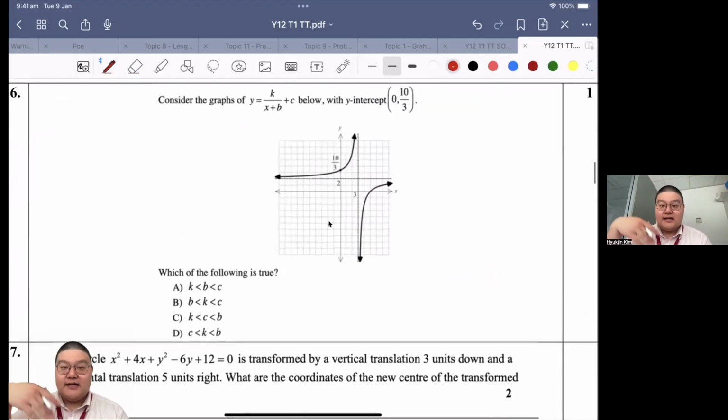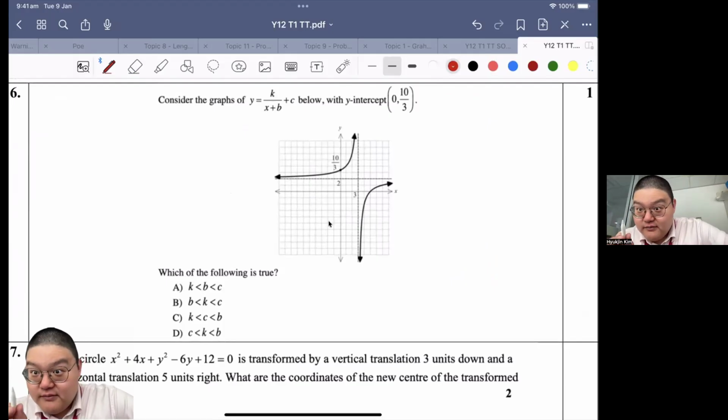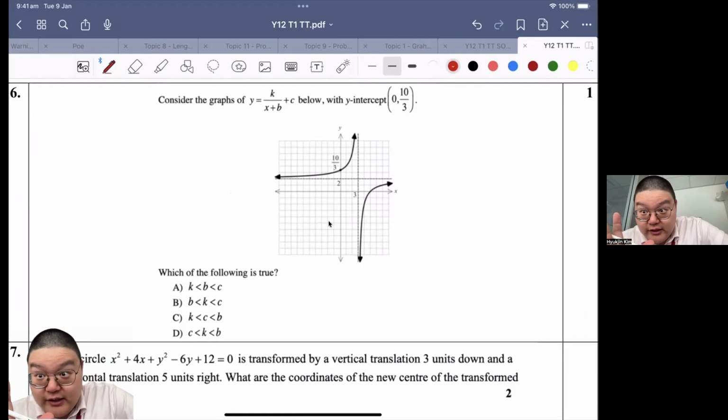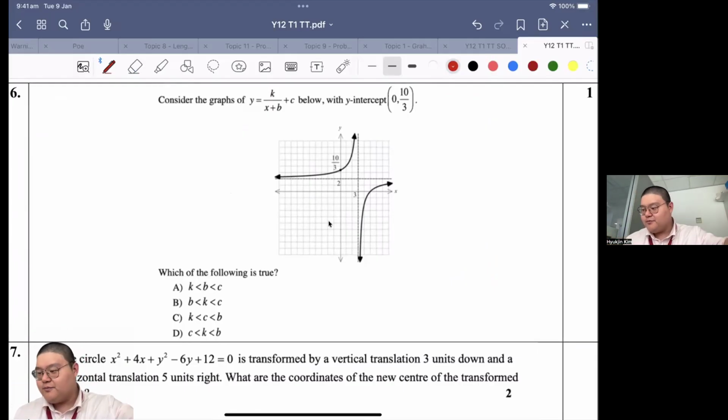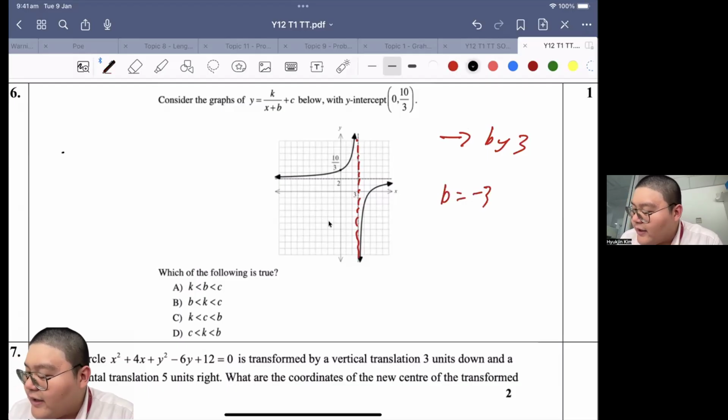Consider the graph of this guy with y-intercept of this guy. Which of the following is true? Unfortunately, this is a question where we actually have to find the values of B, K, and C for us to really see what's going on. You could do this in your head, that's fine. But I'm going to show you how I would like to solve this, solve all of these polynomials, and then find the answer. First thing first, what do I notice? There is a horizontal translation to the right by 3. What does that mean? B equals negative 3. So I have y equals k over x minus 3, and then plus a constant.